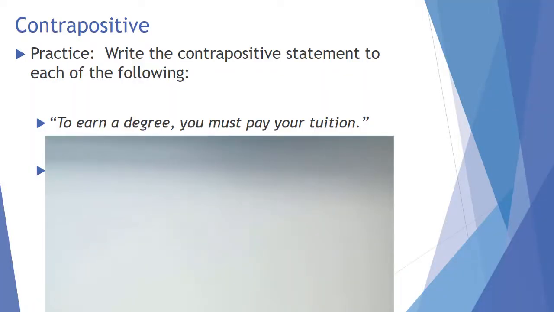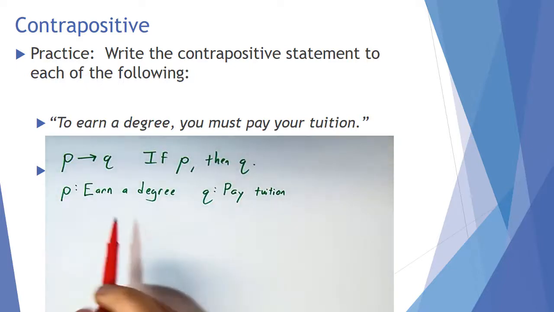Okay, for a little bit of practice here, why don't you pause the video and write the contrapositive statements to each of the following. The first one, to earn a degree, you must pay your tuition. And the second one, to order off the children's menu, you better be 12 or younger. Go ahead and pause, write the contrapositive to those, and unpause to check your answer.